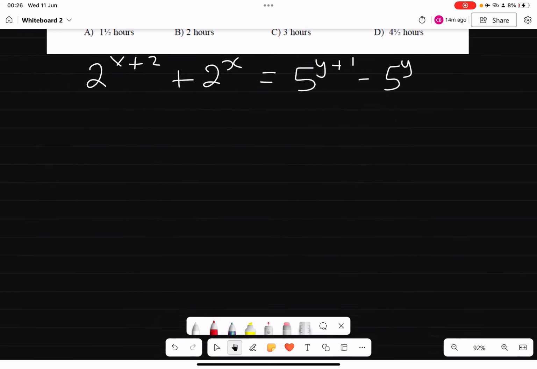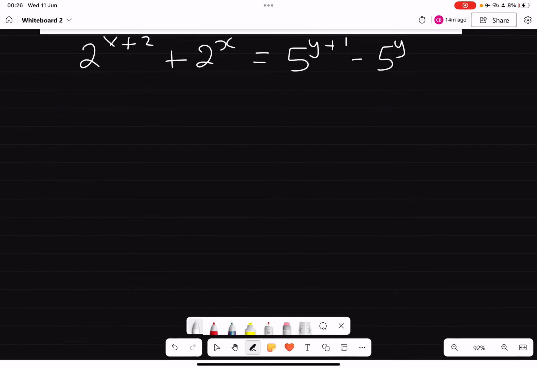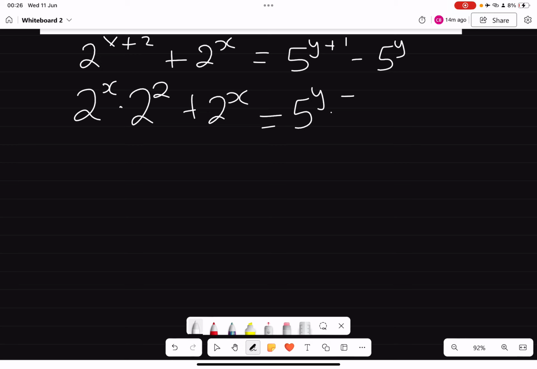So from this equation, I'm going to split these terms. So here I have 2 to the power x multiplied by 2 to the power 2. According to the laws of exponents, if I have the same base, I can add the exponents. Plus 2 to the power x equals 5 to the power y multiplied by 5. If I have the same base even here, this is 1, so it's going to be 1 plus y, which gives us that. Do you get it? Awesome. And then minus 5 to the power of y.